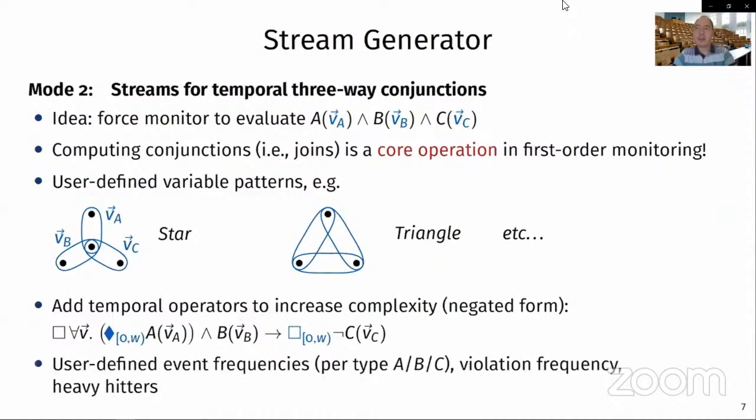Besides this W, which is also the parameter of our stream generator, there are other customizations, like frequencies of events A, B, and C can be configured, as well as the violation frequency that is expected to be generated in the trace for this formula, as well as specifying a particular parameter value that will occur much more frequently, which we call heavy hitter.